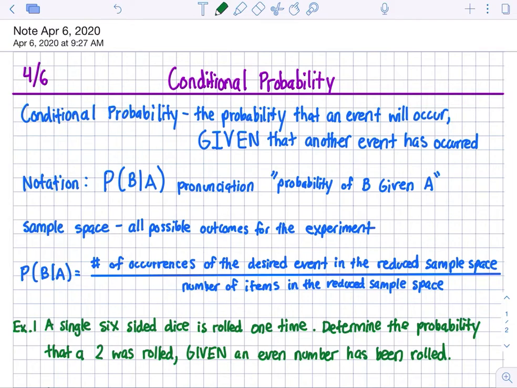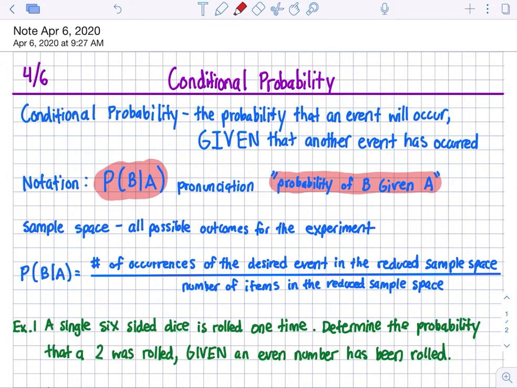Alright, what you guys are going to go into next is called conditional probability, okay? Conditional probability is the probability that an event will occur given that another event has occurred. And here's the notation that you guys write it in. The pronunciation is: this is the probability of event B given A. The P stands for probability, and B and A are certain types of events.